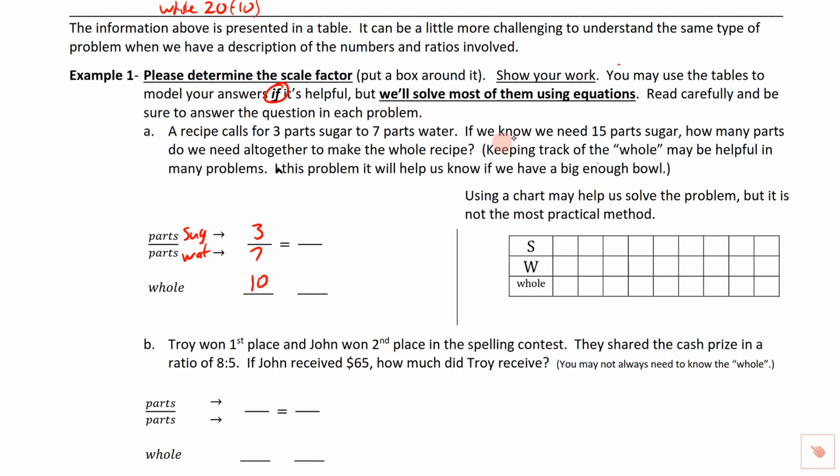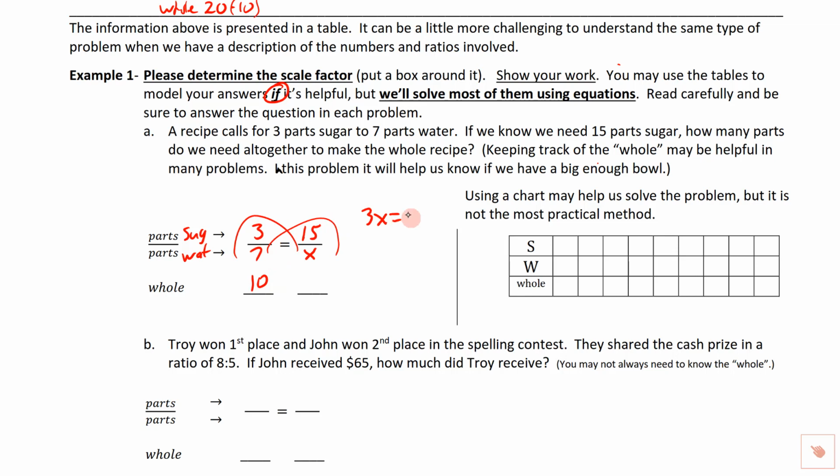And then it says if we know we need 15 parts sugar, so this is going to be 15. And then it says how many parts do we need altogether? So we need to know this guy right here. Let's go ahead and solve this proportion, because this isn't really an equation. This is just something we can keep track of here. I'm going to solve this using our cross multiplying methods. So we're going to multiply here and we're going to multiply here.